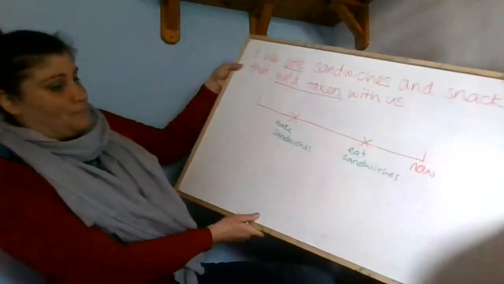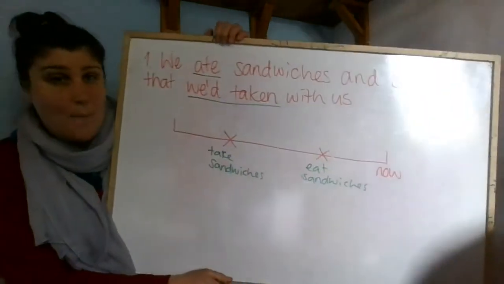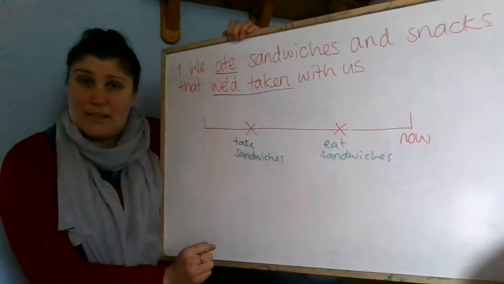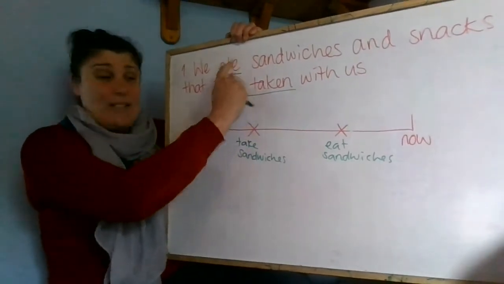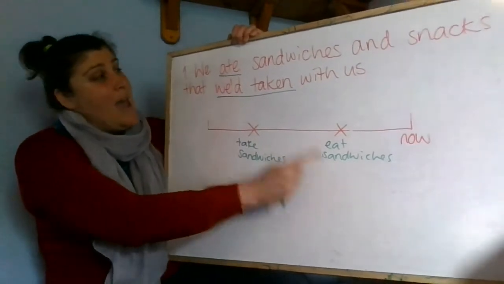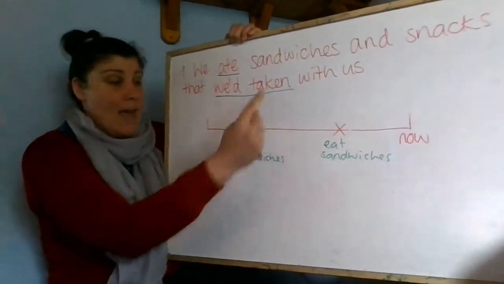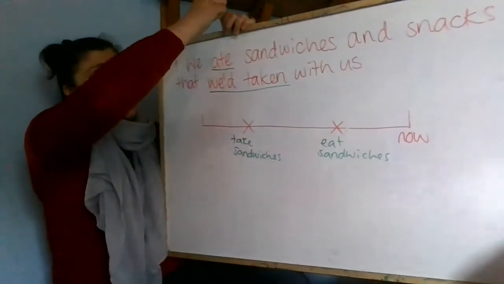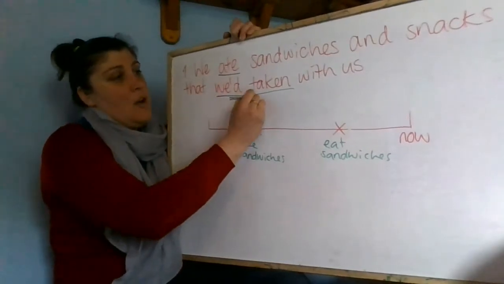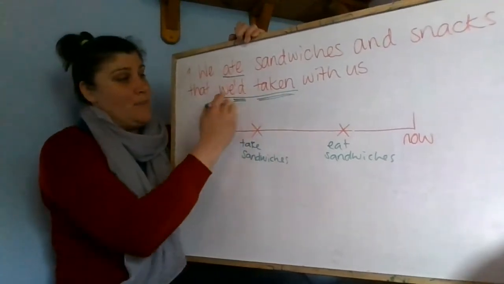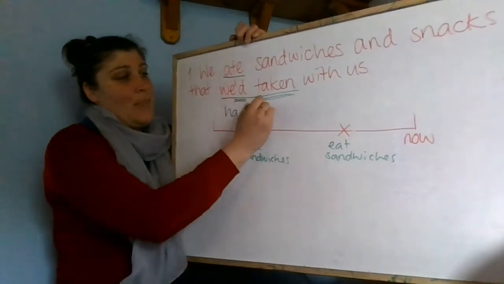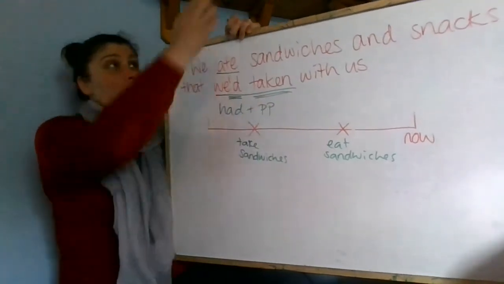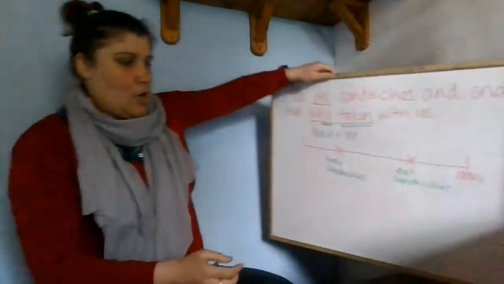So look again at the example number 1. We ate sandwiches and snacks that we'd taken with us. So we ate sandwiches is the action in the past, and we'd taken with us is before the past action. Therefore, we use past perfect. So past perfect is had and a past participle. This one, we had taken. All right, fairly simple? Good.